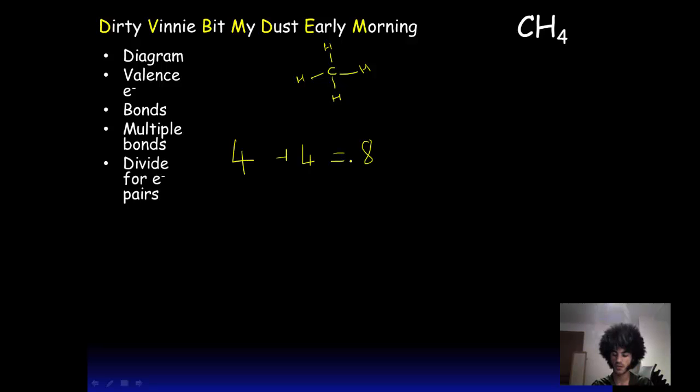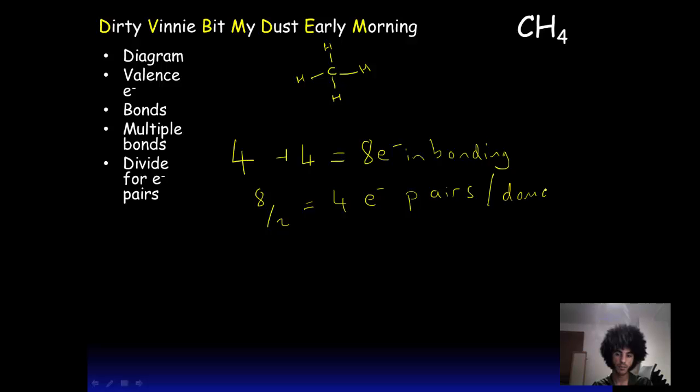My next step is to divide for electron pairs. Now basically I need to halve it. So if I've got 4 electrons here in bonding, that must mean that I have 8 divided by 2, which equals 4 electron pairs. Effectively what that means is I have 4 electron domains.